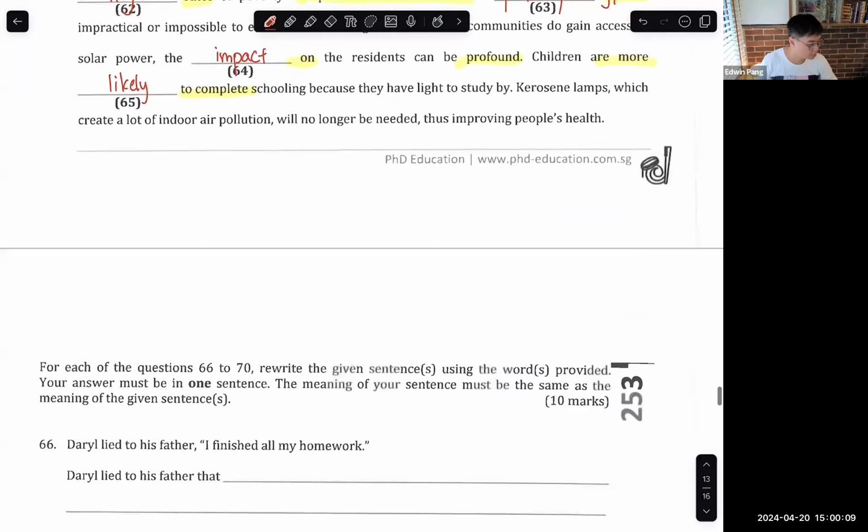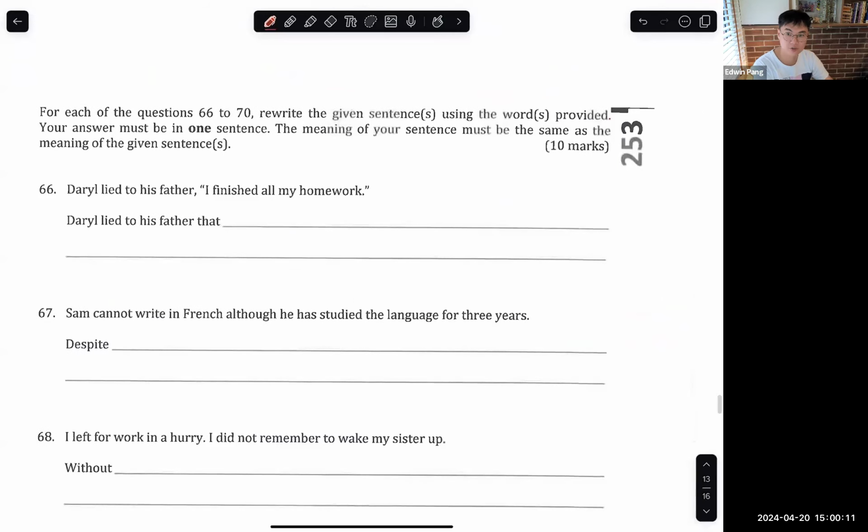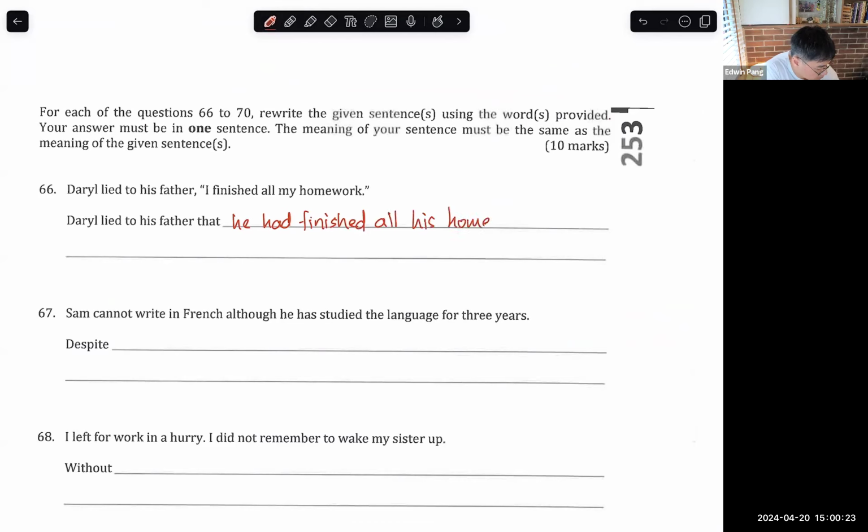Okay. Question 66. I'm just going to go through the answers. He had finished all his homework. Okay, so again, I'm just following: I becomes he, finished becomes had finished, my becomes his, right? And then homework, right? So do it systematically for reported speech, step by step.